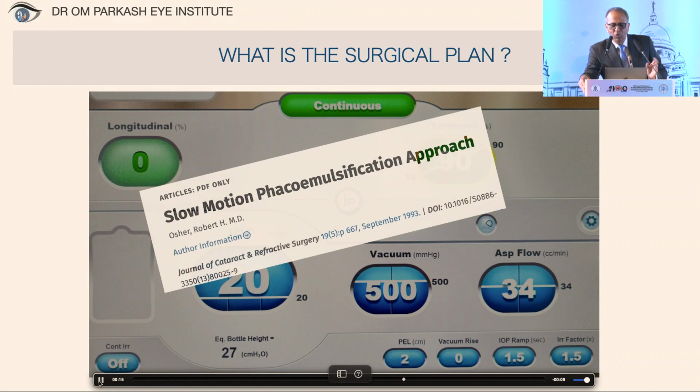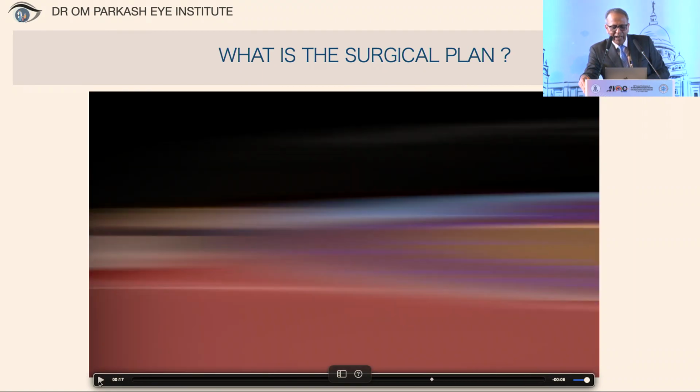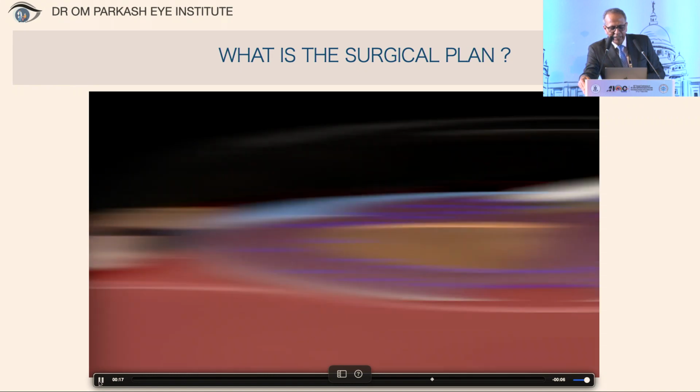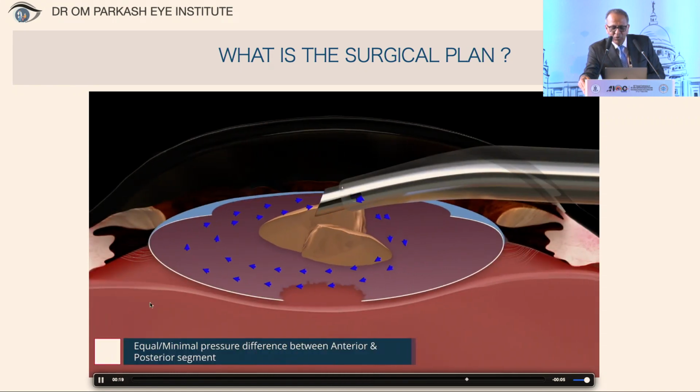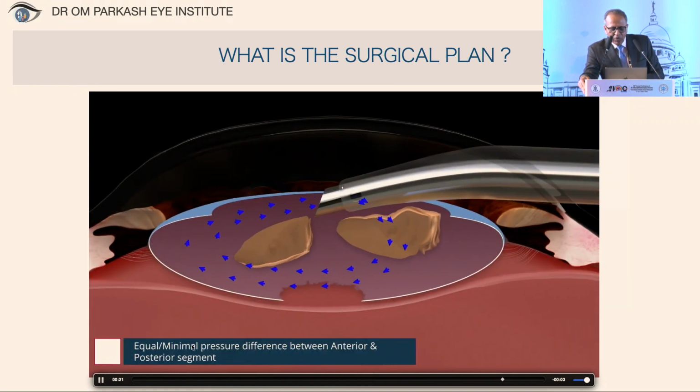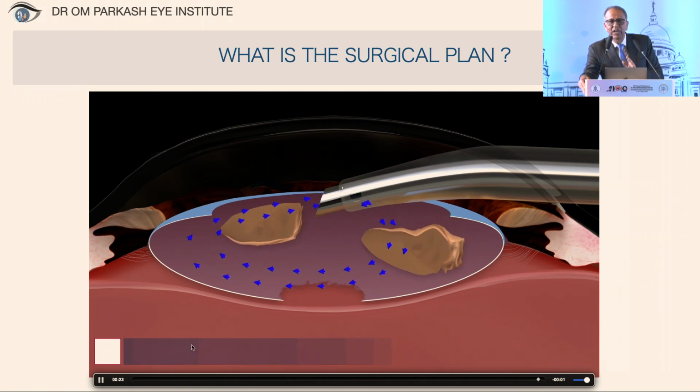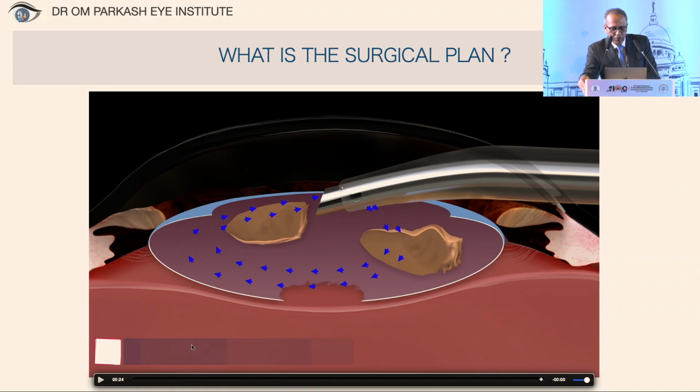Next step is slow motion phacoemulsification, as has been shown by Bob Osher and our own Abhay Vasavda. The slow motion phacoemulsification idea was conceived very much in the 90s, but it has come a long way because of the involvement of active fluidics. What happens with this? There is an equal or minimal pressure difference between anterior and posterior segment. So that is a very important part in the whole story.